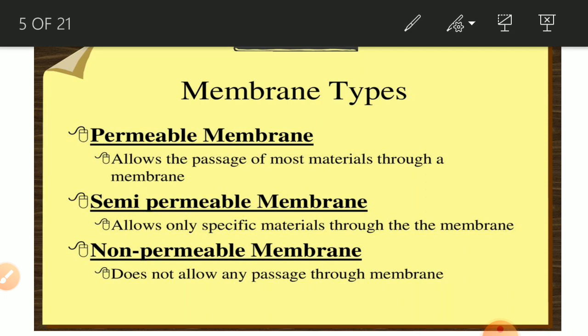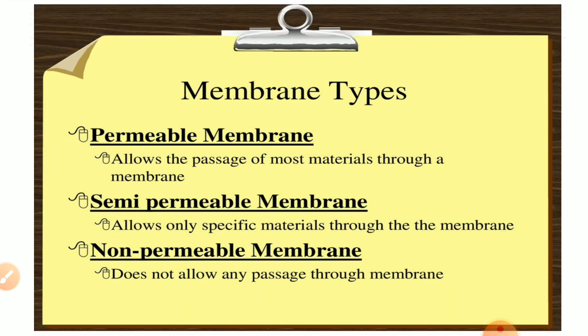Yes, this is what I was talking about, selective permeability. So what does permeable mean? Permeability can be of many types, as it is of 4 types, and here we are going to discuss all 4.